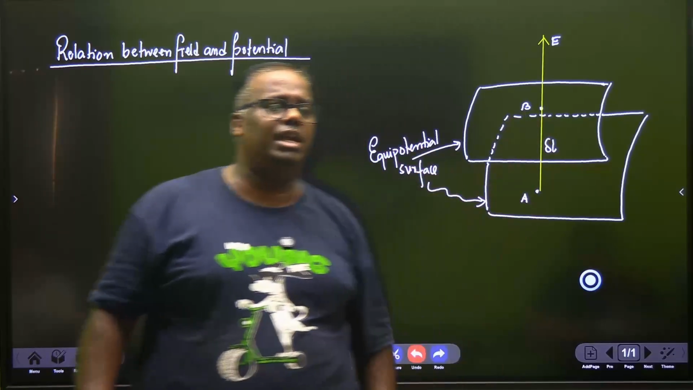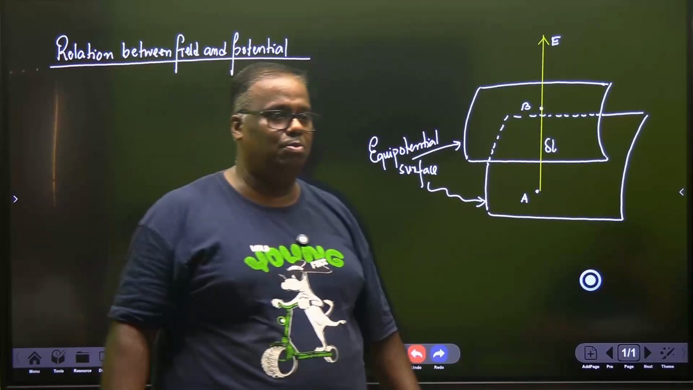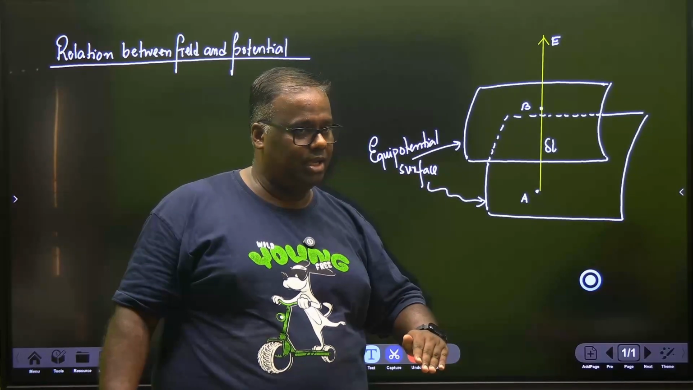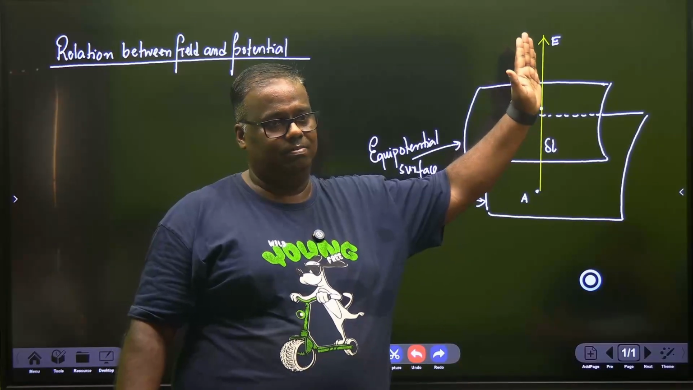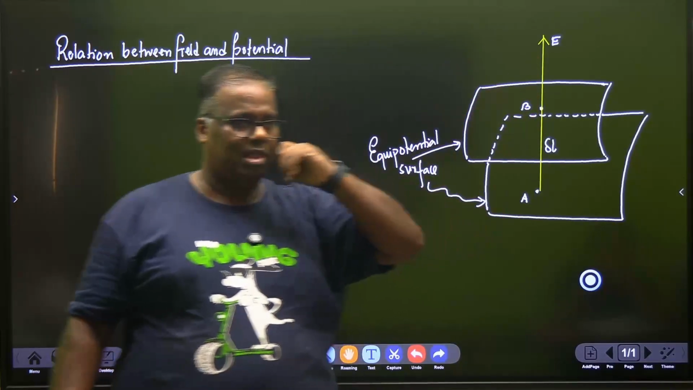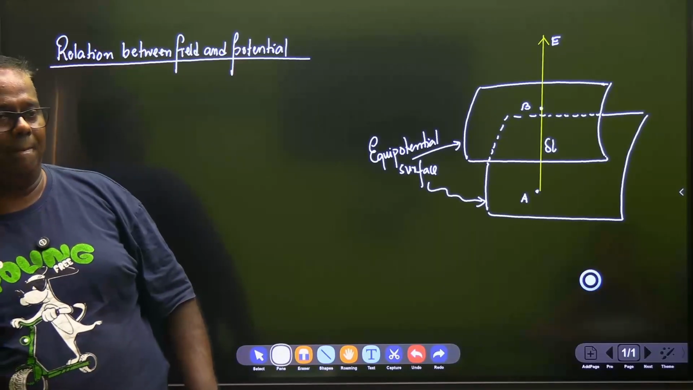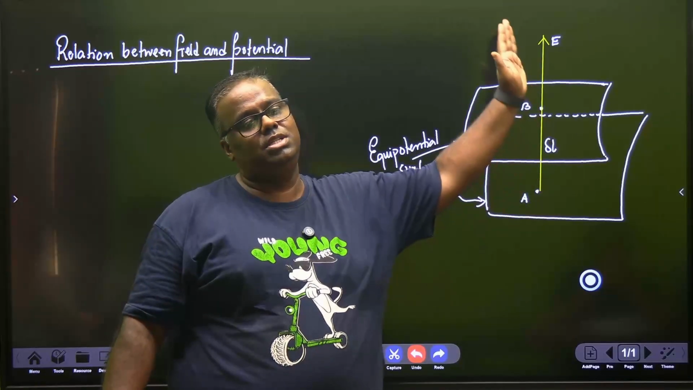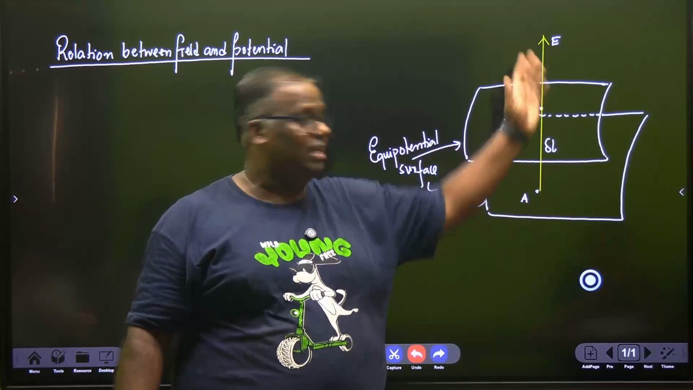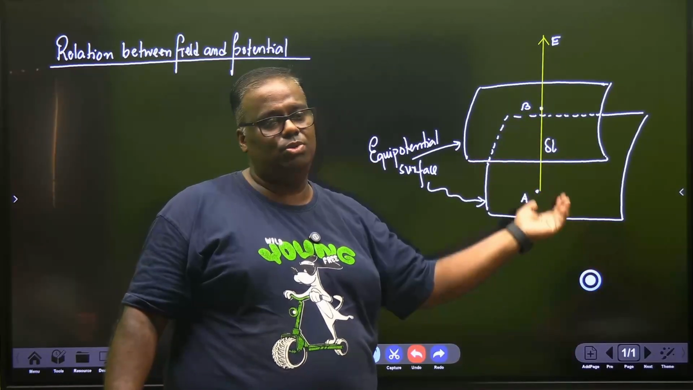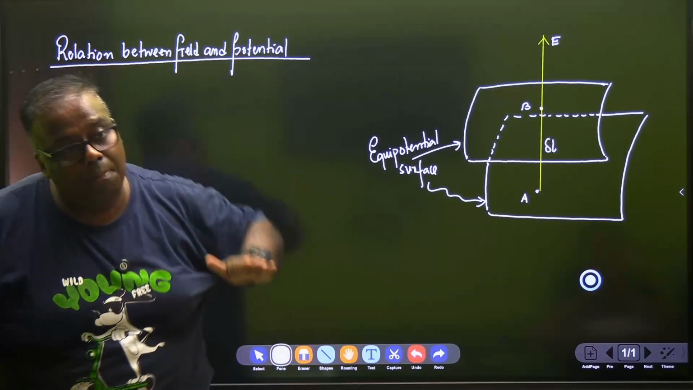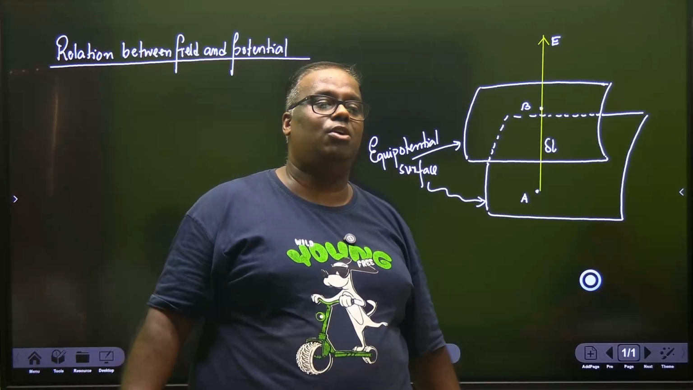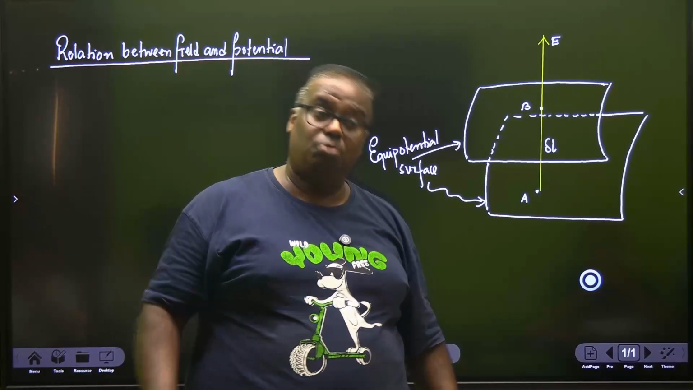So what is your idea about the potential that will develop? Whose potential should be more? You are moving it from B to A, and the electric field is in this direction. Imagine the spring. Are you compressing the spring or elongating the spring? Compressing the spring, because the electrostatic force is in this direction. There is some charge here, and you're moving a charge from B to A. So I am compressing. If I am compressing, whose potential should be more, point A or point B? Point A should be more.